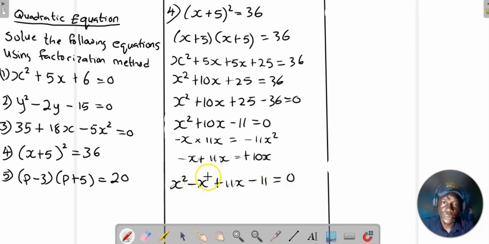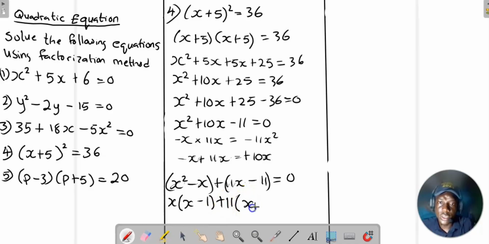Now let's group. After grouping, we'll now factor out. You factor out x here. When you factor out x, you are left with x minus 1. Then plus, you factor out 11 here. 11 is a common number here. So you factor out 11, you are left with x minus 1.